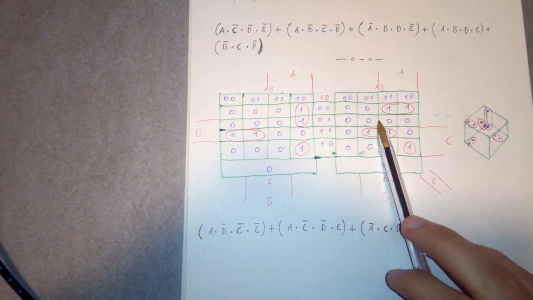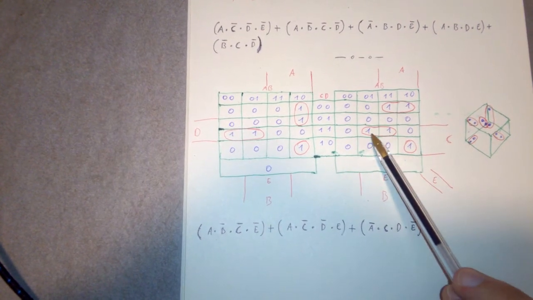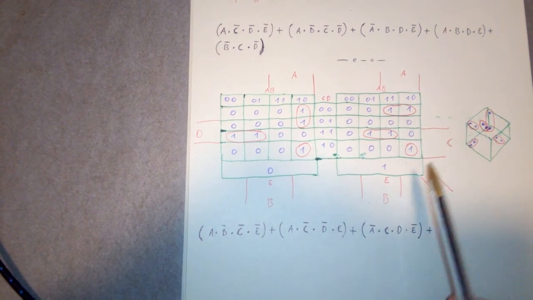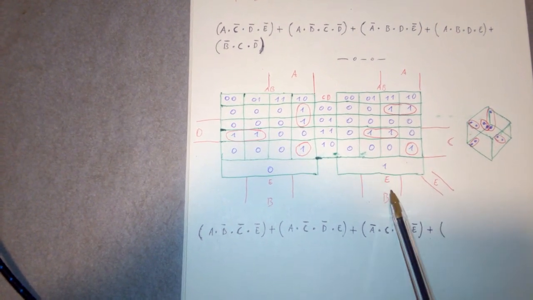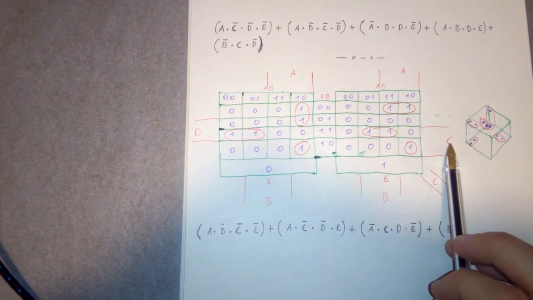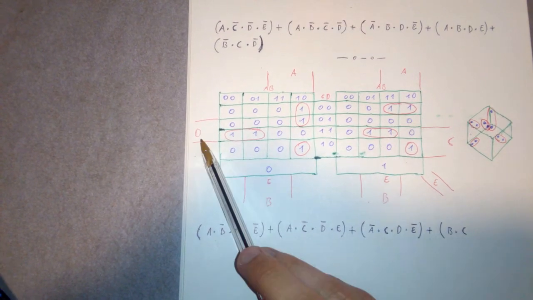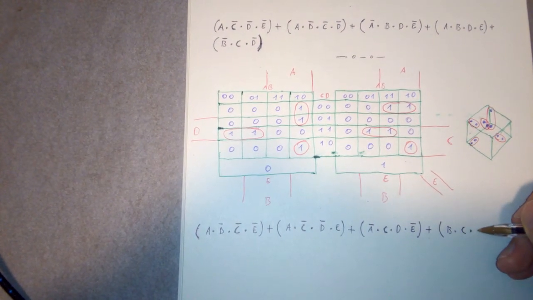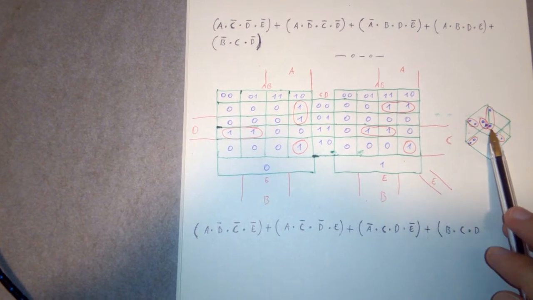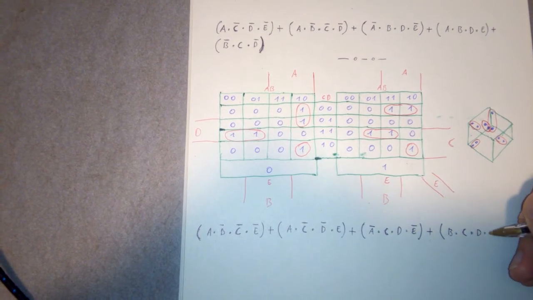Now we're going to move to the other group, which is this group here. It's half inside and half outside of A, so we're going to leave A alone. It's completely inside of B, so we're going to have B. It's completely inside of C, so we're going to have C. And it's completely inside of D, so we're going to have D. Lastly, it's completely inside of E because it's in the top plane, so we're going to have E.